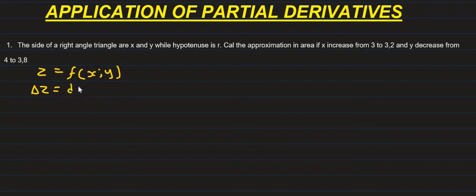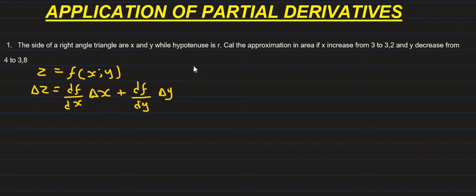we say the derivative of f with respect to x multiplied by change in x, plus the derivative of f with respect to y multiplied by change in y. So this is the formula: the change in anything is the derivative multiplied by the change in the variable, evaluated from the original level.